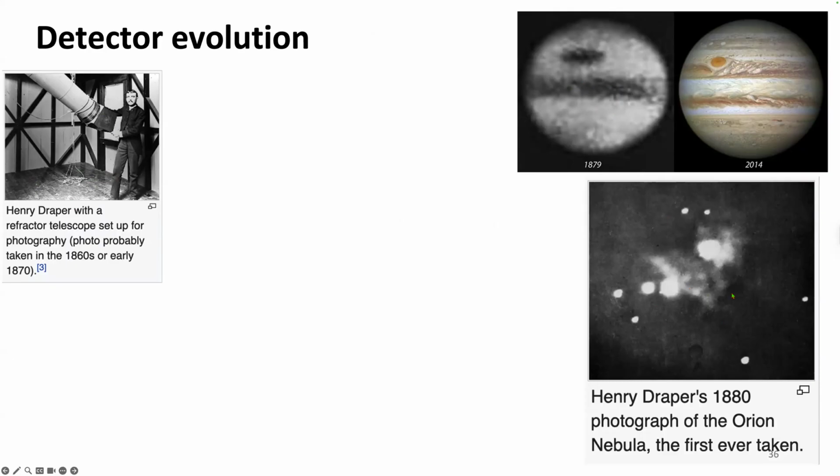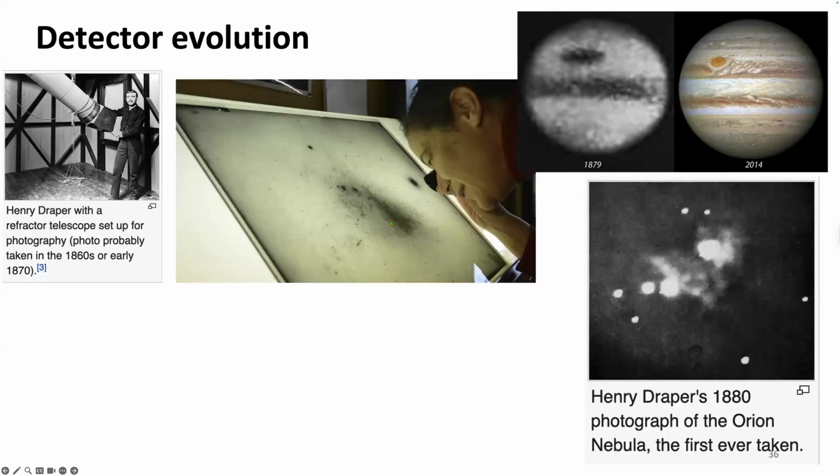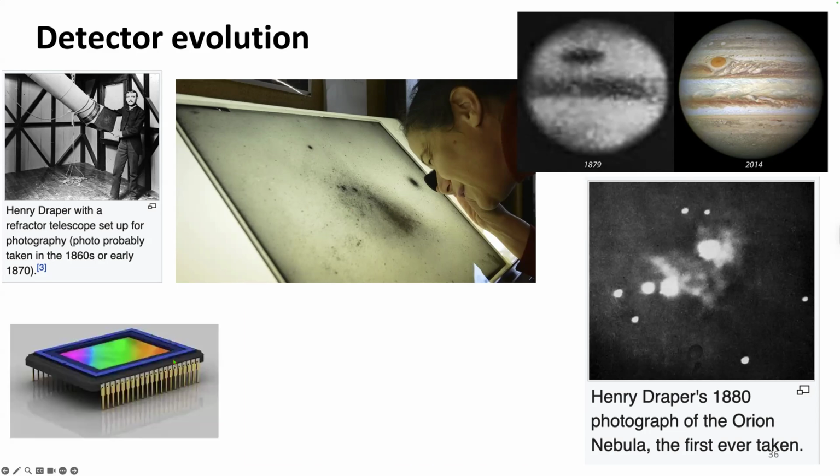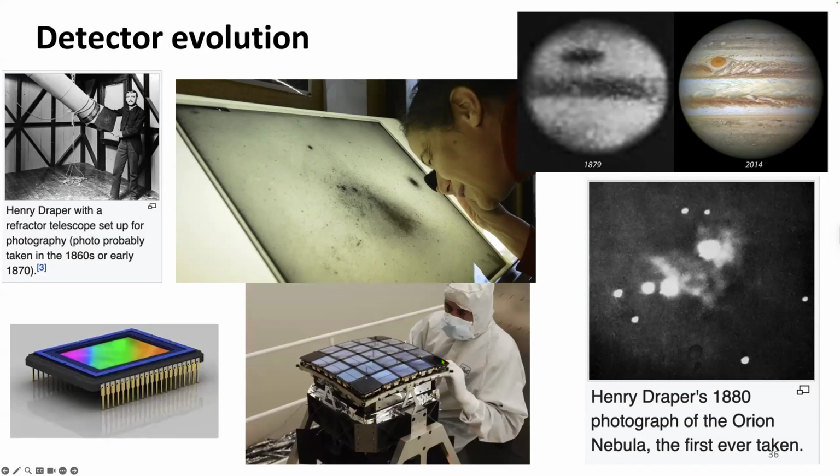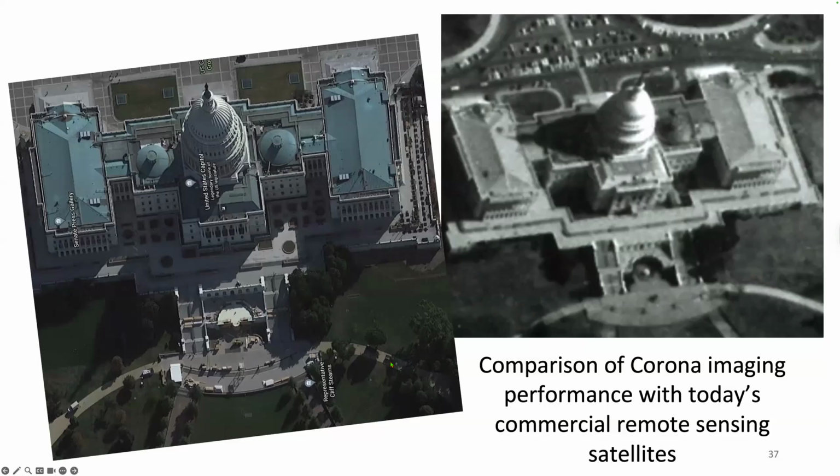Here's 1880, one of his pictures. Here's one of the large glass plates. And these are still around. They are continuing to be processed because they have hidden within them information about the sky as it looked 100 years ago or so. Nowadays, we use big mosaics of these photodetectors. They're essentially like what you have in your cell phone camera.